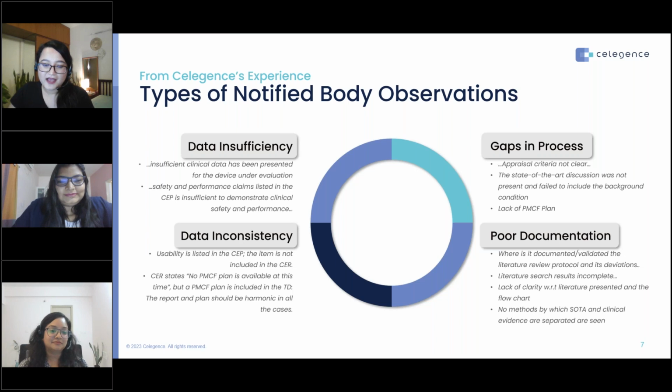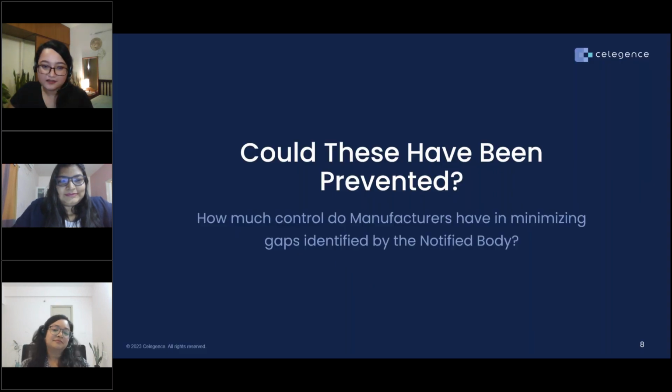That's interesting. I think another interesting question that we can pose to the audience is, could any of these observations have been prevented? As a manufacturer, how much control do you have in minimizing these gaps identified by the notified body? And I want you all to focus on the word minimize, and we'll talk about that in a bit.